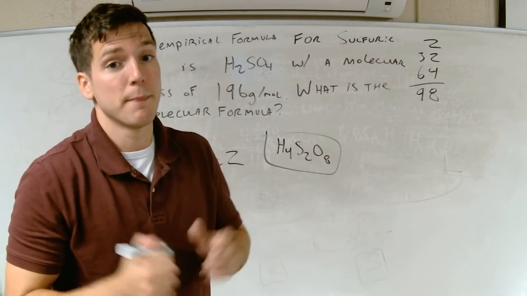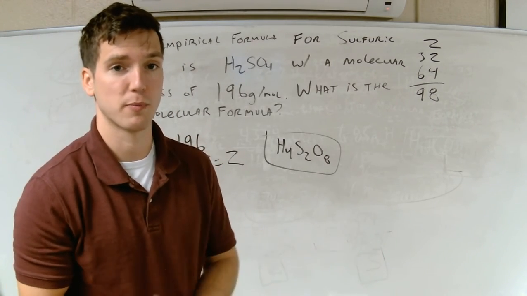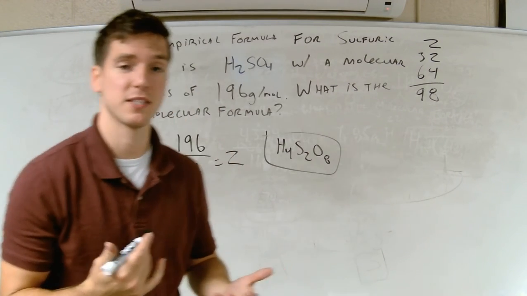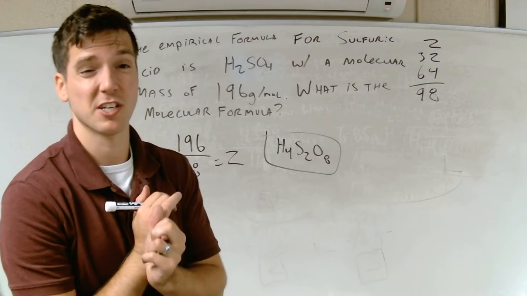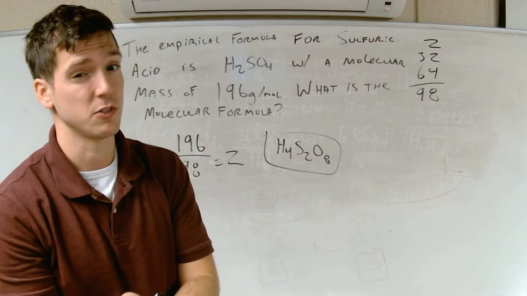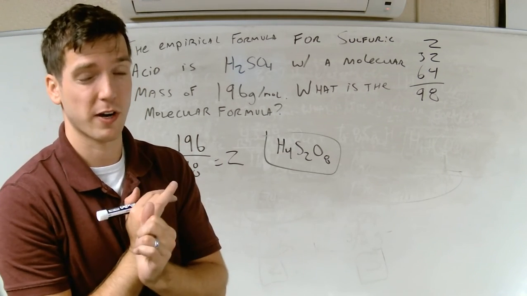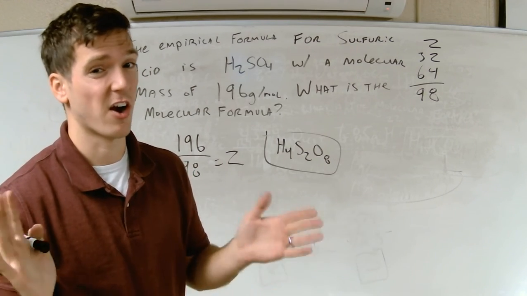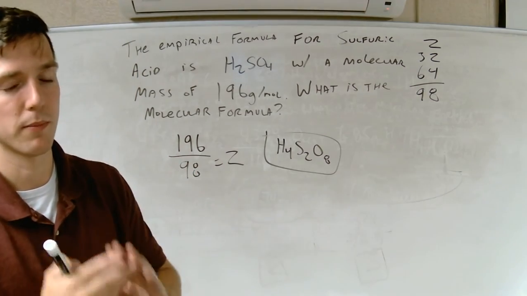Make sure that you're going through the practice, going through the worksheet, making sure you're getting good practice with this. Remember, if it's a percentage, change it to grams. Sometimes they'll just give it to you in grams automatically. Change those grams to moles, divide by the smallest amount of moles, and then if they aren't already whole numbers, make them whole numbers.